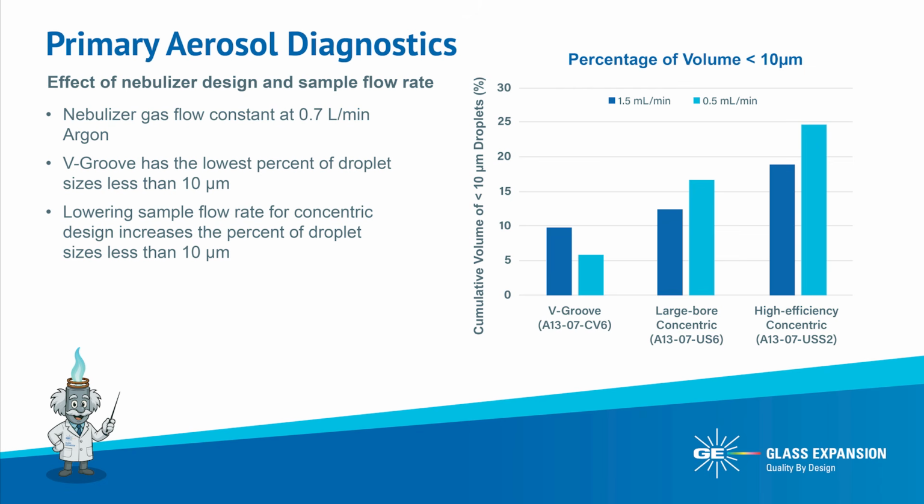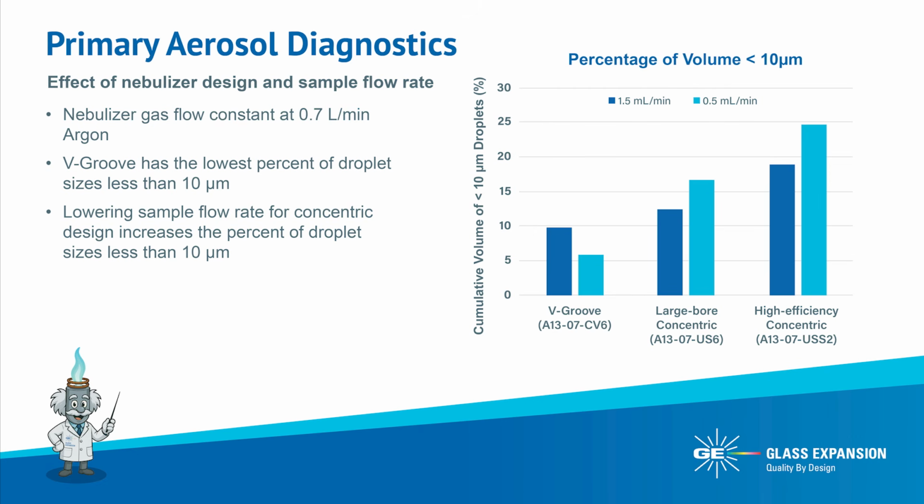To help with your nebulizer selection process, let's take a look at the quality of the primary aerosol produced by 3 different nebulizer models: a V-groove, large-bore concentric, and a high-efficiency concentric. We have kept the nebulizer gas flow constant at 0.7 liters per minute and investigated the aerosol quality produced at a high and low sample flow rate. Remember, the efficiency or sensitivity of the nebulizer is measured by the percent cumulative volume of droplets produced that are less than 10 microns in diameter.